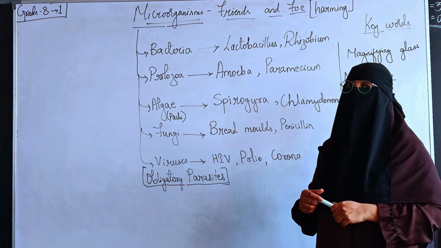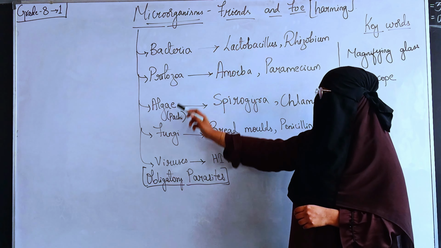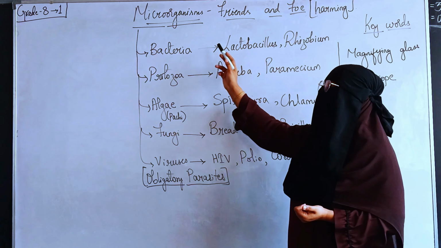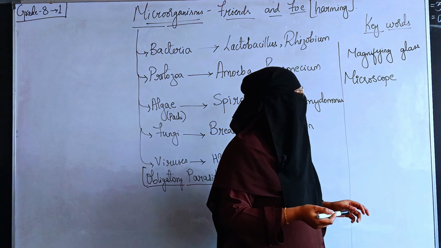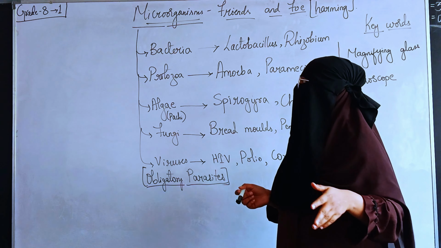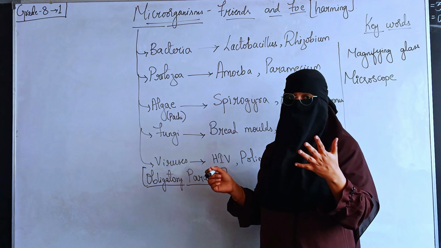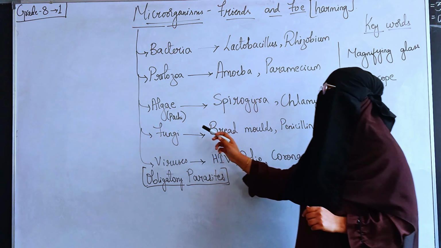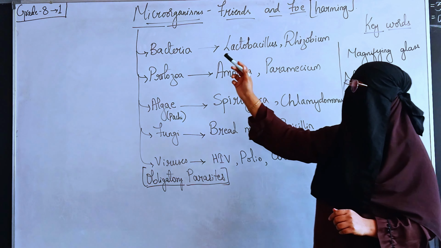I hope you are clear today with the meaning of microorganisms and the different classes of them. Basically, microorganisms are those tiny organisms which cannot be seen with the naked eye, but they can be seen with the help of a magnifying glass and a microscope. To talk about the groups of microorganisms, there are 5 major groups: bacteria, protozoa, algae, fungi and viruses, and these are some of the examples of these groups.